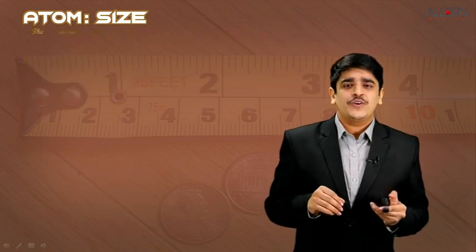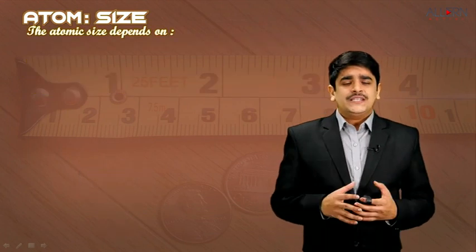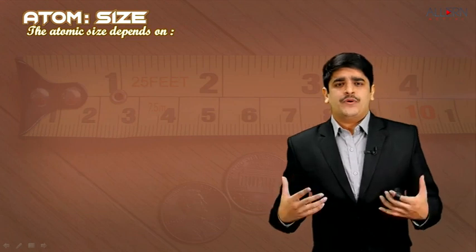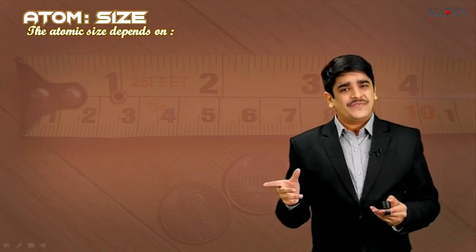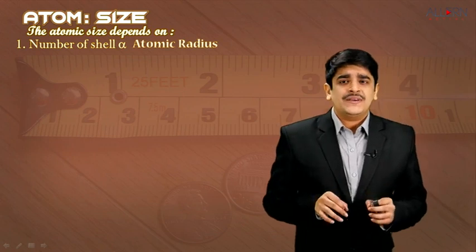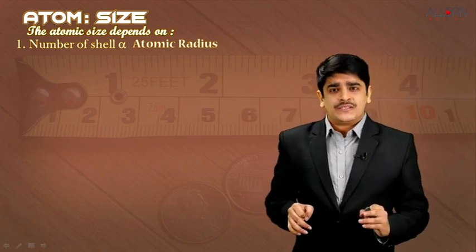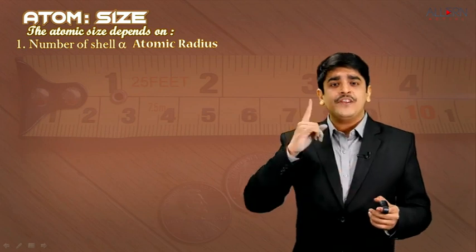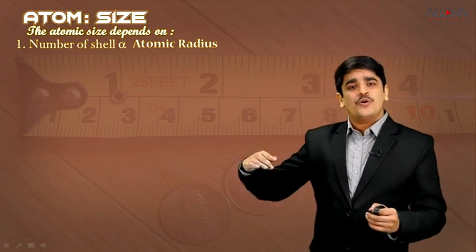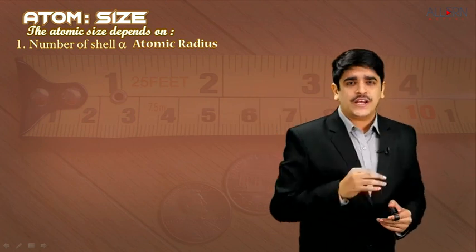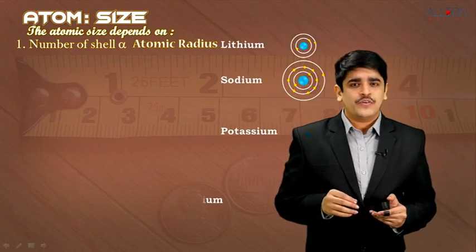Okay, what do we have next here? Let's have a look. The atomic size depends on a number of factors. What are the factors on which atomic size depends? The atomic size depends upon the number of shells. The atomic radius and the number of shells are directly proportional, which means the more the number of shells, the more the atomic radius. Let's have proof for the same.